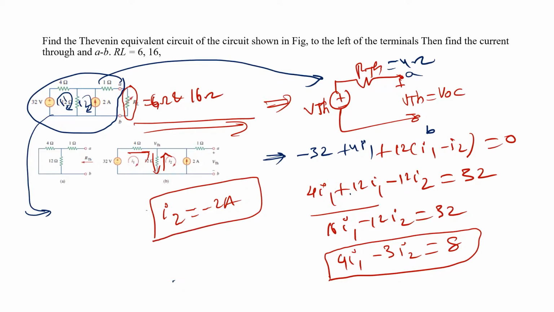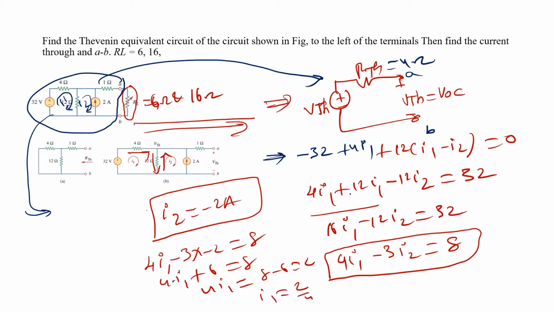Very easy to find I1. So this one is 4I1 minus 3 into minus 2, is equal to 8. 4I1 plus 6 is 8, so 4I1 is equal to 8 minus 6, that is 2. Then I1 is equal to 2 by 4, that is 0.5 ampere. I1 is equal to 0.5 ampere.